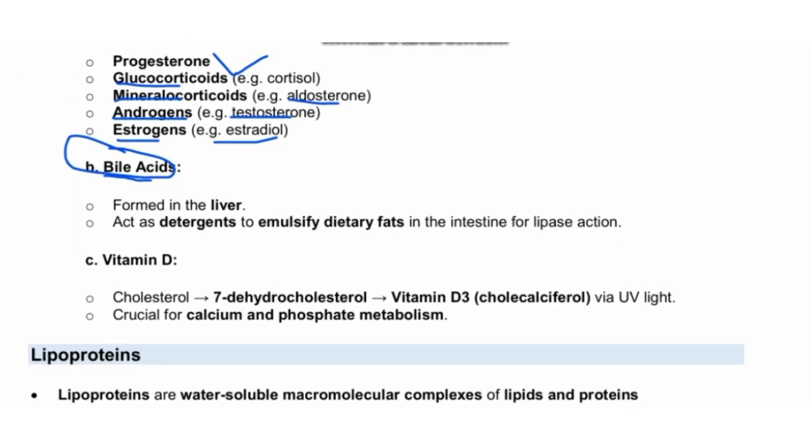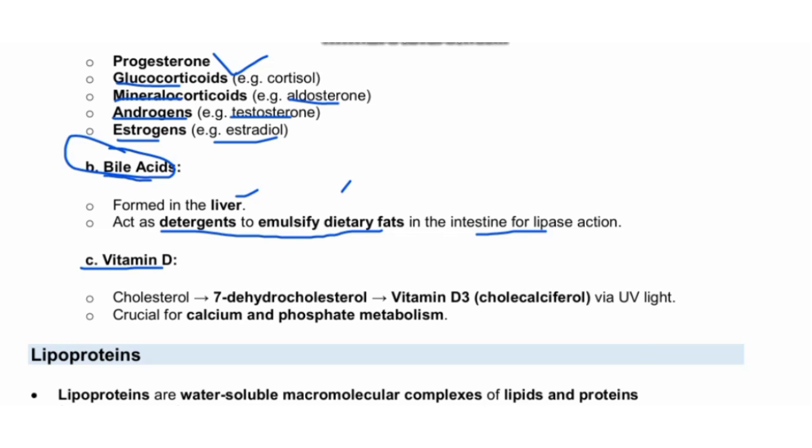Bile acids. So cholesterol also acts as a precursor molecule for the bile acids. Bile acids form in the liver. Bile acids act as detergents to emulsify dietary fats in the intestine, breaking them down for digestion. Without cholesterol, our body couldn't process fats efficiently.